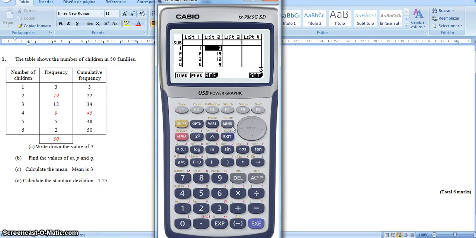Be careful to check the settings always to have it as you should. Okay, done.